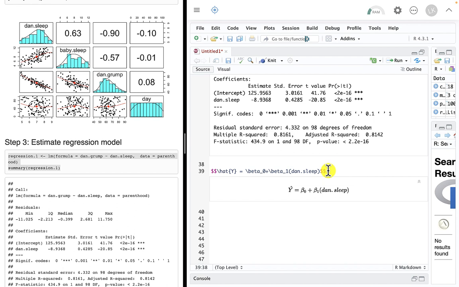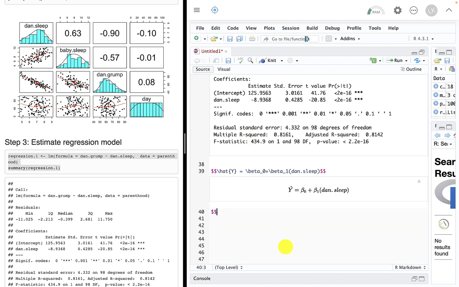So that's the basic formula, right? I have an estimate for beta zero, or beta naught. It's 125.96. All right. I have an estimate for beta 1. It's negative 8.94. All right. And I rounded there, and that's okay. So let's type that out.